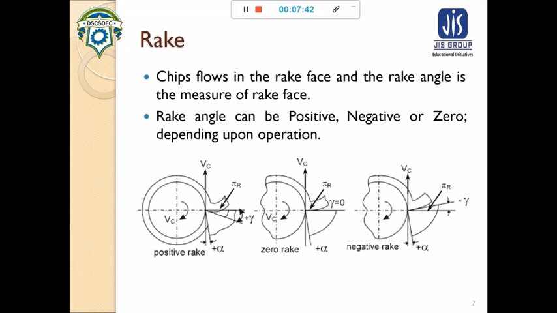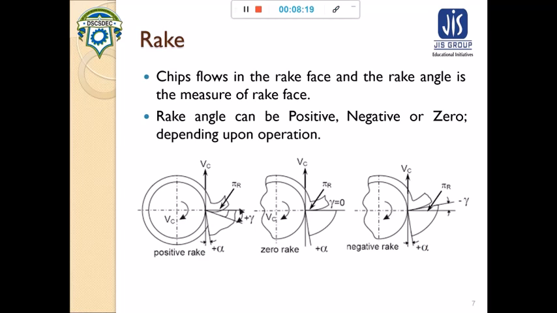Now this is the mechanism of chip formation. Now we can see what the rake is, how this rake surface can give us the surface finish, what is the effect of this rake, what variations of this rake are possible, and what are the advantages and disadvantages of having this type of rake.